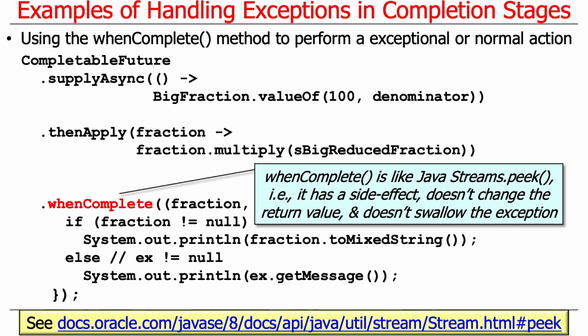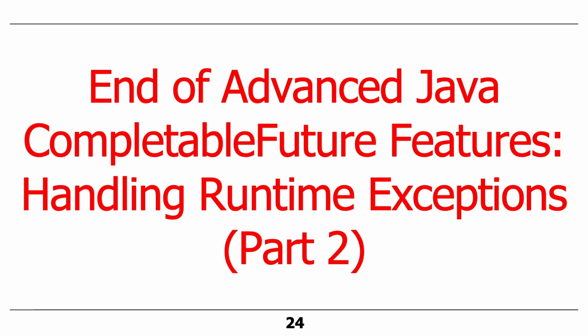So it has a side effect. It does not change the return value, and it does not swallow the exception. So if we were to do this code and an exception were to be thrown, we would print out the exception, but the program would still exit because we haven't caught anything. So again, whenComplete is really just there to give you information for debugging.